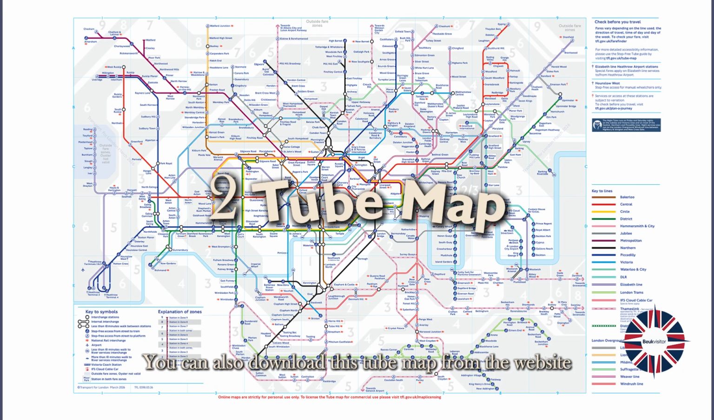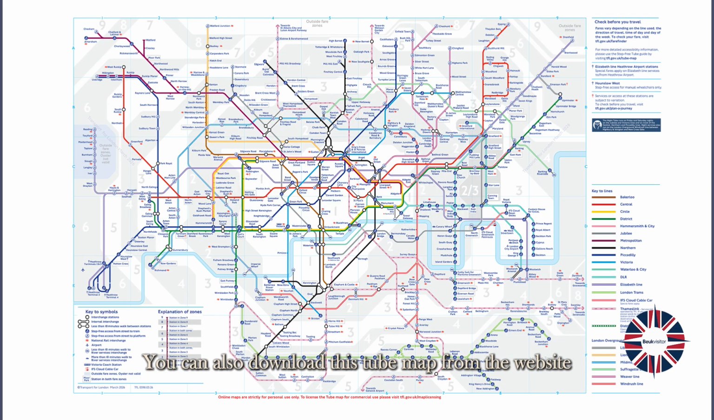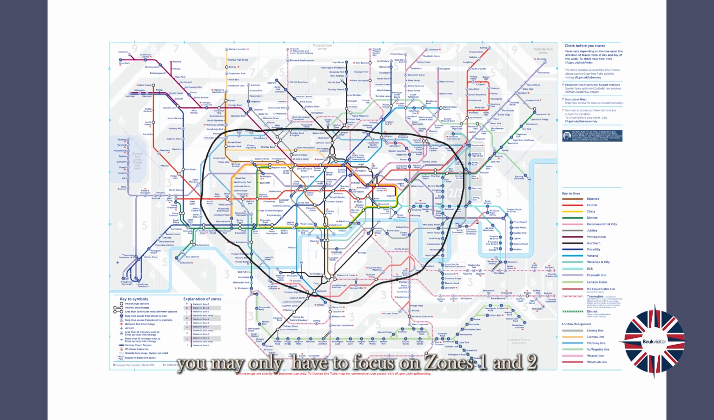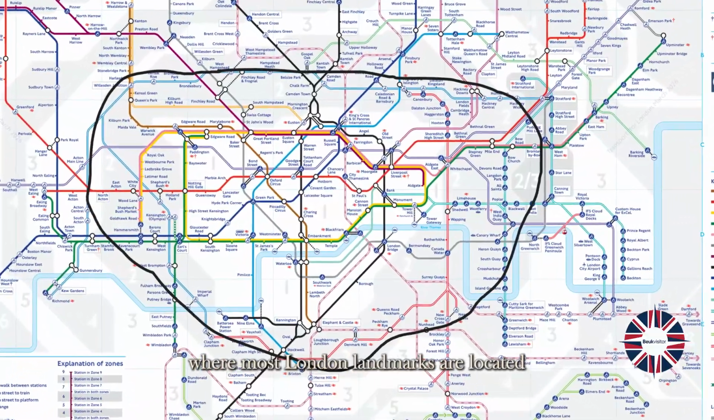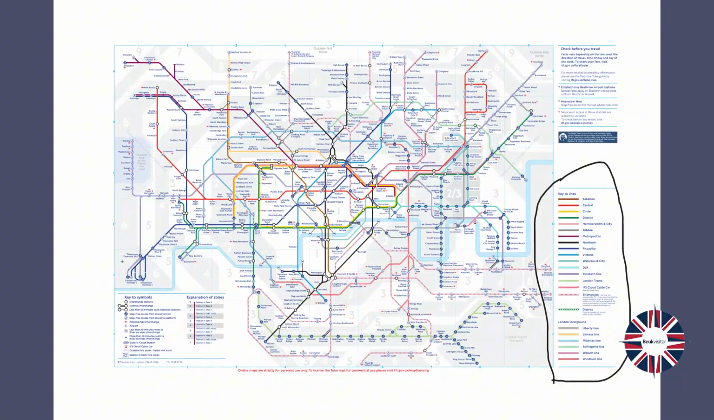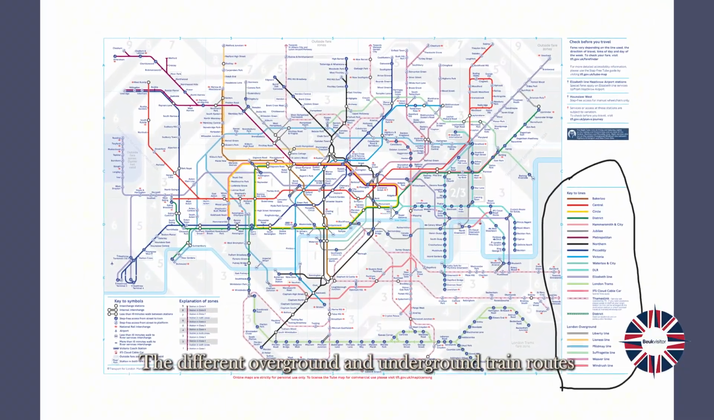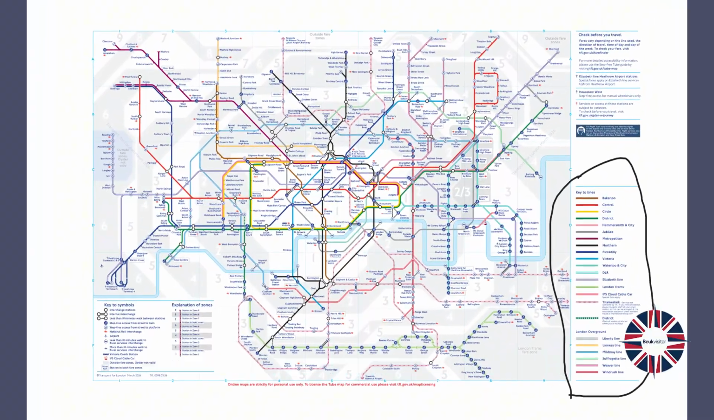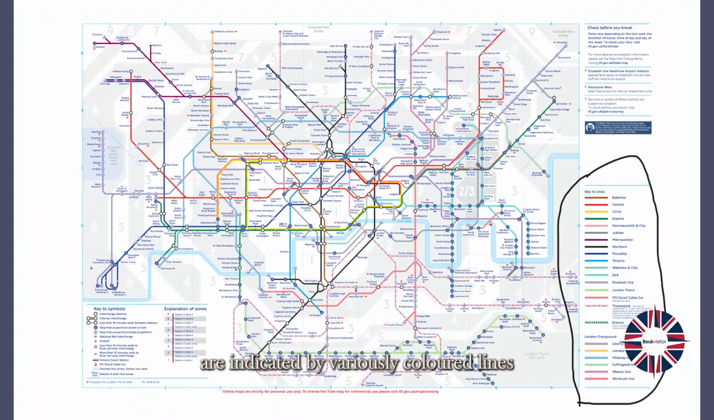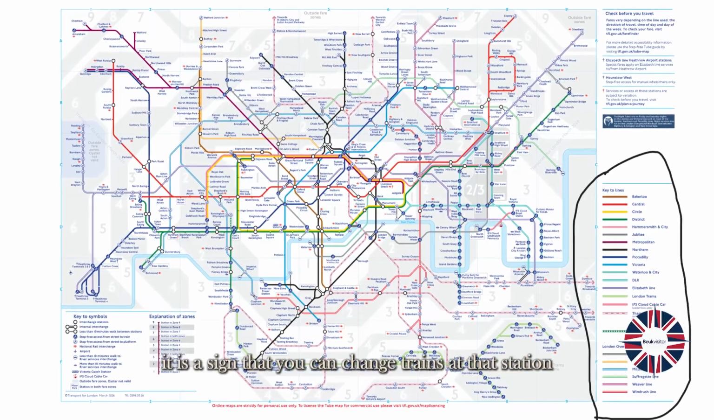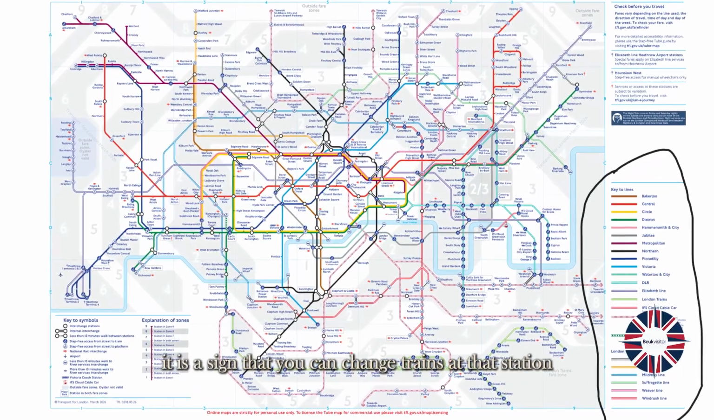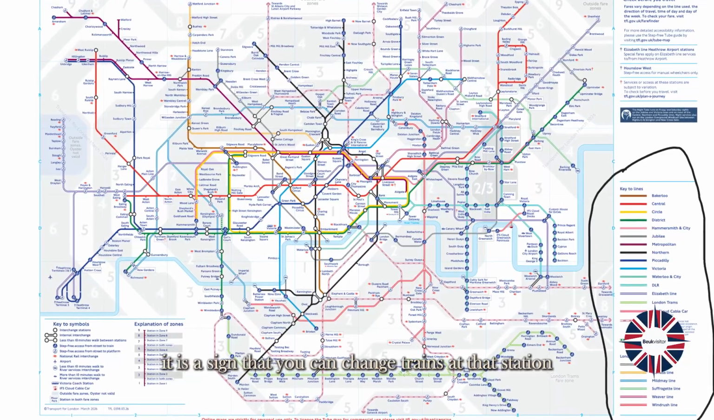You can also download this tube map from the website, which indicates the various fare zones into which London is divided. Do not worry, as a tourist you may only have to focus on zones 1 and 2, where most London landmarks are located. The different overground and underground train routes are indicated by variously colored lines. When 2 or more of these lines intersect at a station, it is a sign that you can change trains at that station.